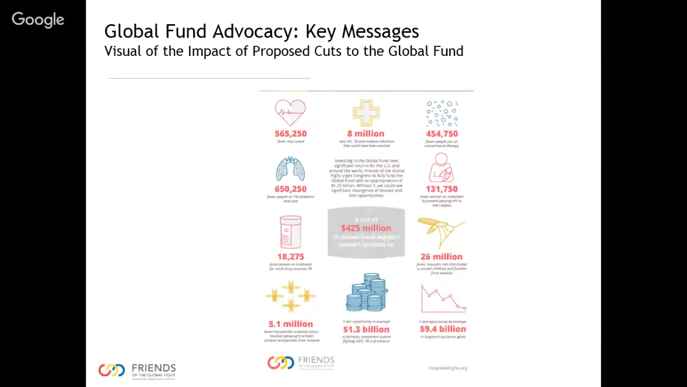So in terms of Global Fund advocacy and key messaging, this is a visual of the impact of proposed cuts to the Global Fund. As you can see, the proposed cuts are $425 million to the Global Fund, and this would result in 8 million fewer lives saved, as well as the other things that are highlighted on this visual. The visual is really effective because it demonstrates the effect of the cuts. In a world of numbers about budgets and billions of dollars, it's important for Congress and people to see the programmatic effect on lives.